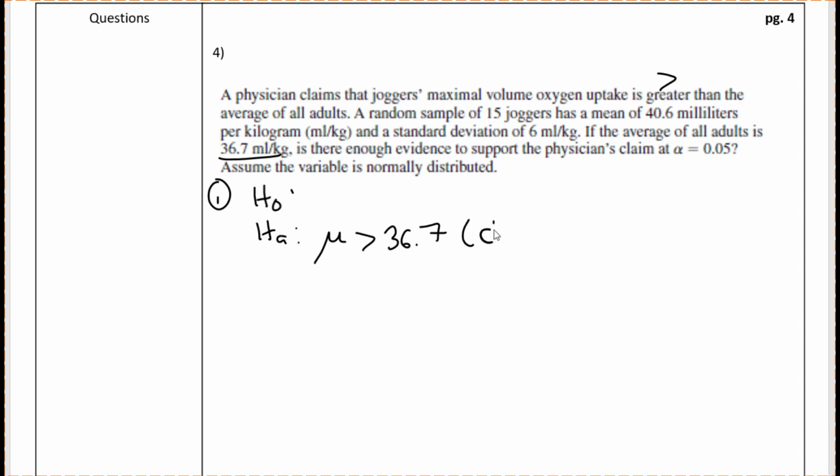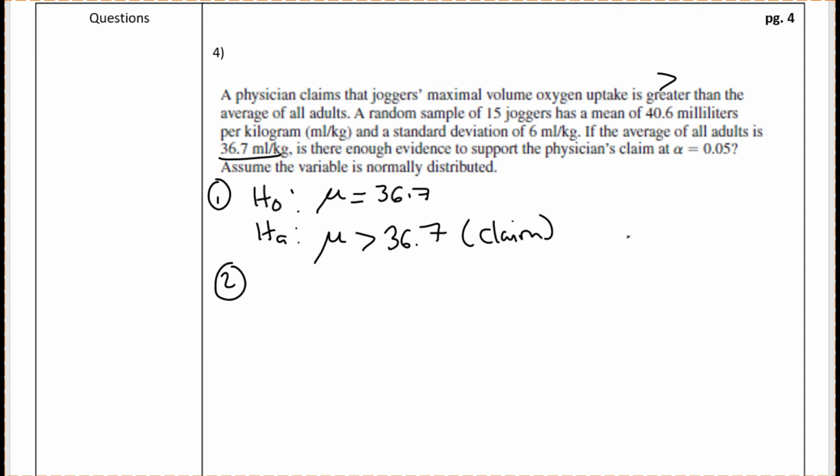So this is our claim, and this belongs to our alternative because it's a strict inequality. There's no equals or any bars underneath it at all. And for the null, you can do less than or equal to, or you can say equal to. I'll just use equal to 36.7. Now, is there enough evidence to support this claim at alpha 0.05? So step 1 is done. Let's go ahead and do step 2.